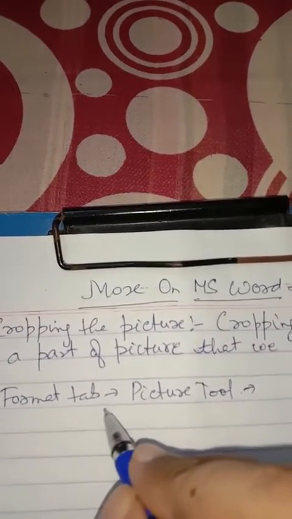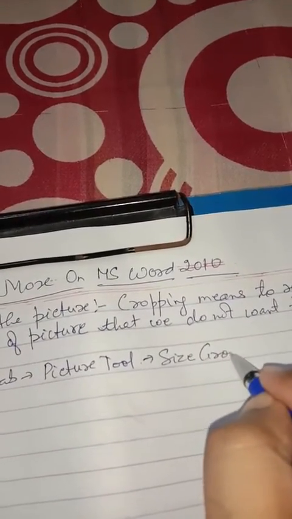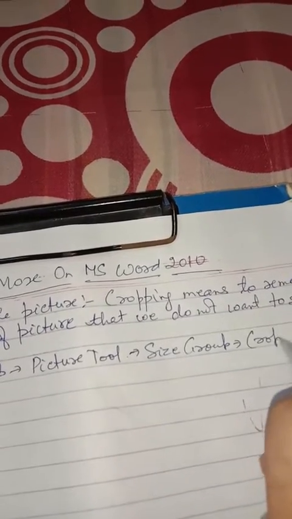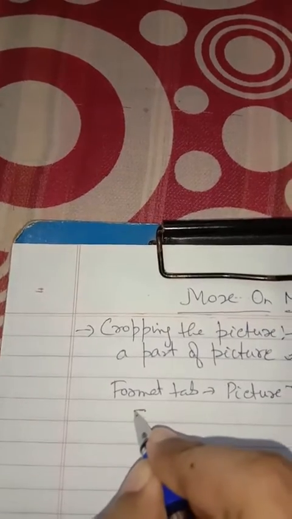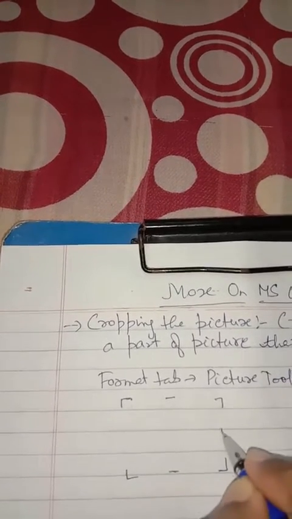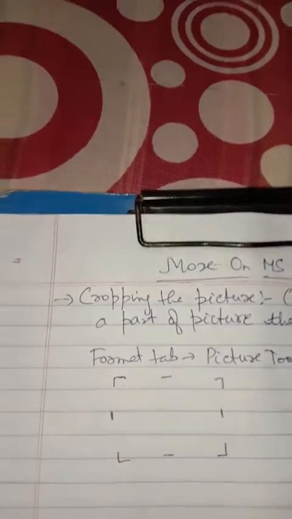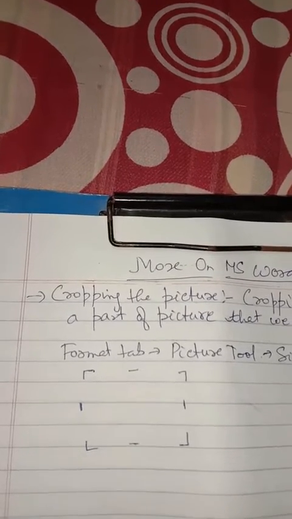Move to the format tab. From the format tab move to the picture tool, then to the size group, and from the size group you will get the crop option. Now click on the crop option. As soon as you click on the crop option, you will get 8 black colored cropping handles like this. So this is one cropping handle, this is second, this is third, this is fourth, this is fifth, this is sixth, this is seventh, and this is 8. So you will get these 8 black colored cropping handles on the sides of the picture.